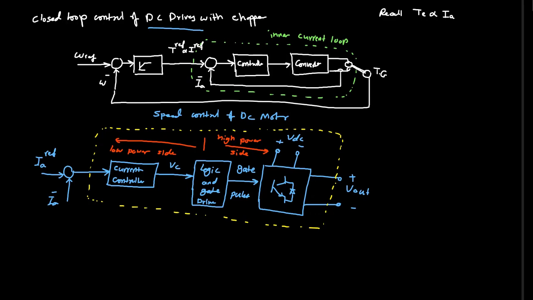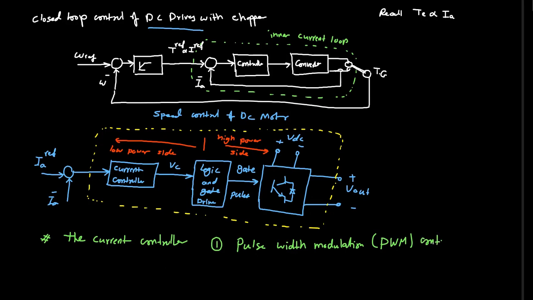Now for the current controller, in general we have two options. The first one is to use a linear controller, which is the pulse width modulation based controller. So the first one is to use the pulse width modulation, or what we call the PWM controller, which is actually a linear controller. And the most common one is the PI current control.